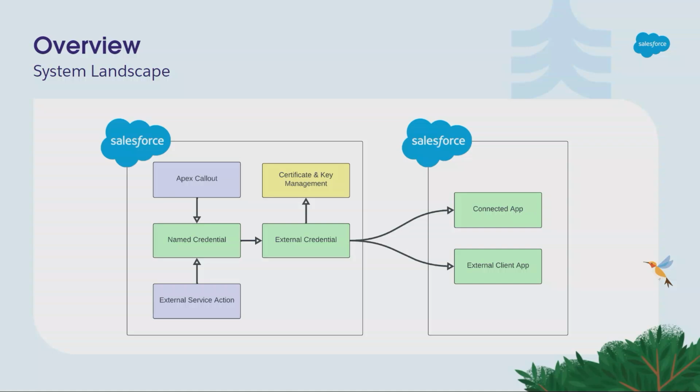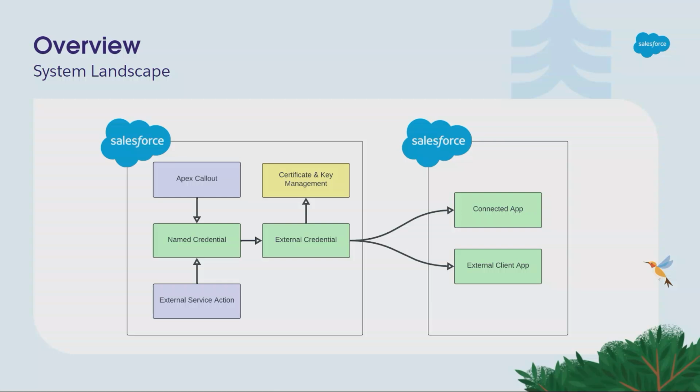On the left-hand side, we have our source org. So this is a system that we're wanting to initiate a callout from to the target org on the right and get data from that target org. And these are all the pieces that you need from a setup perspective to make that happen and how they depend on each other. So whether I'm using an Apex callout or an external service action in Flow, I'm going to reference a named credential.